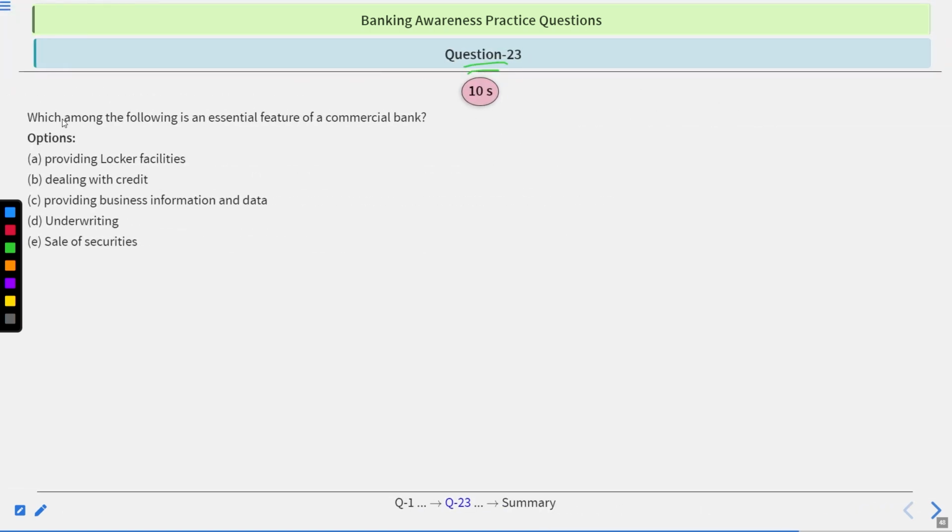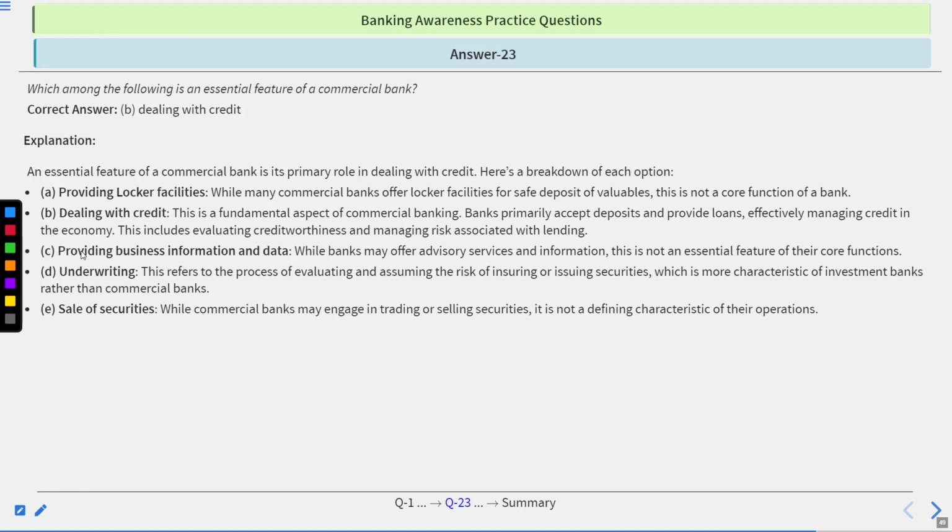Question number 23. Which among the following is an essential feature of a commercial bank? Providing locker facilities, dealing with credit, providing business information data, underwriting, sale of securities. You have 10 seconds to answer. Time starts now. Time's up. Correct answer is B.